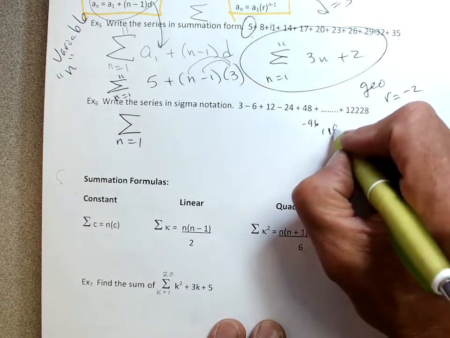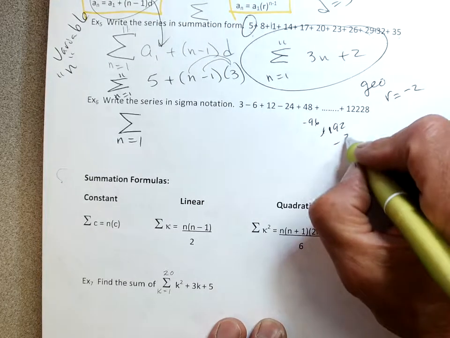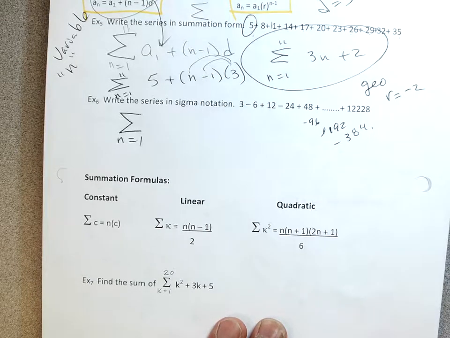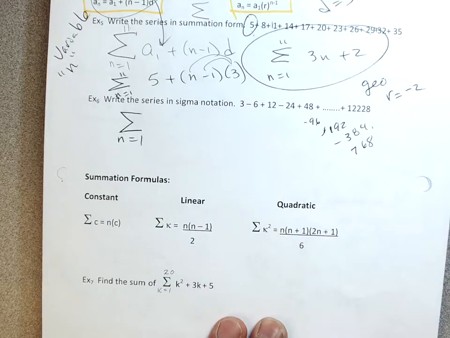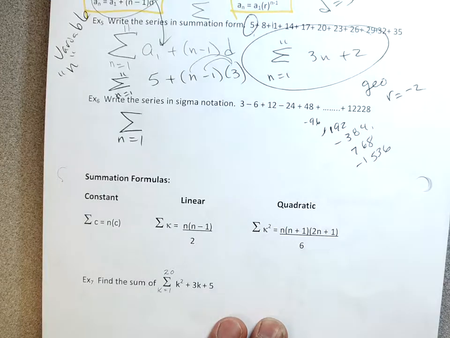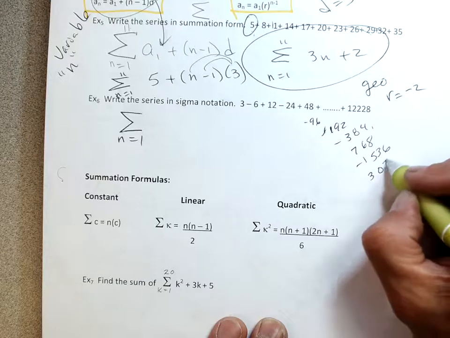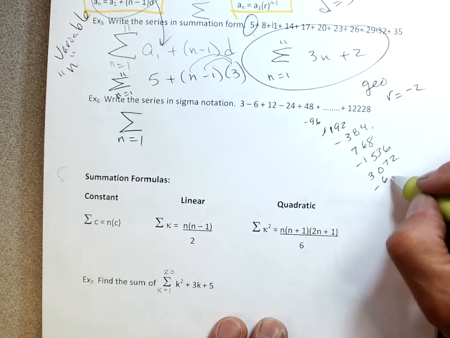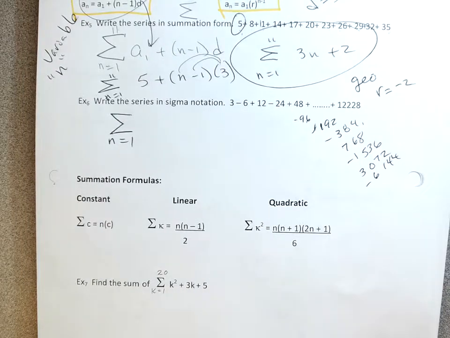192 times negative 2 is negative 384, times negative 2 gives me a 768, times another negative 2 gives me a negative 1,536, times another negative 2 gives me a 3,072. I'm almost there, believe it or not. Times another negative 2 gives me a negative 6,144, and then finally I get that one, okay? So how many terms are there?